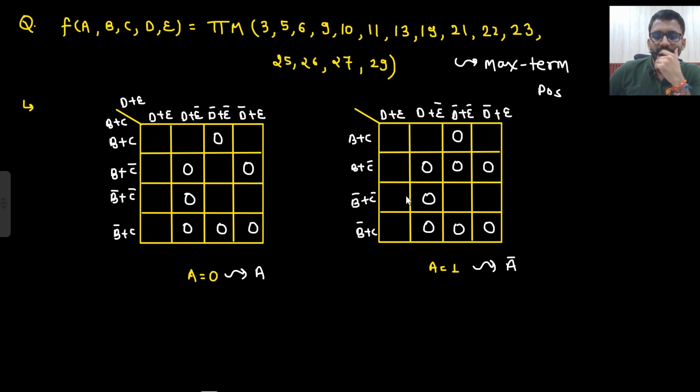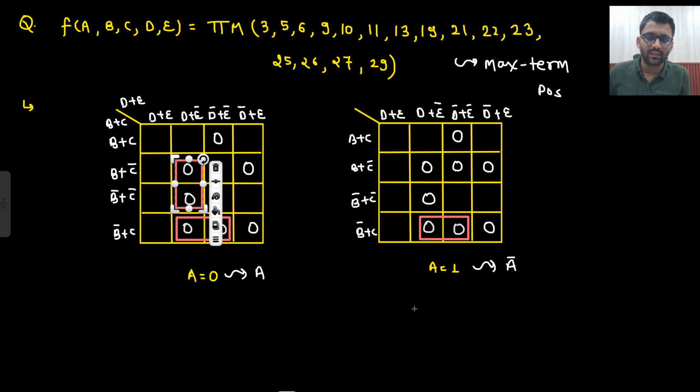So here I will do the clubbing. First I can see a quad here, these two and these two. Another quad I can see, these two and these two, right? What else can I see? Another quad I can see. What is that? This and this.